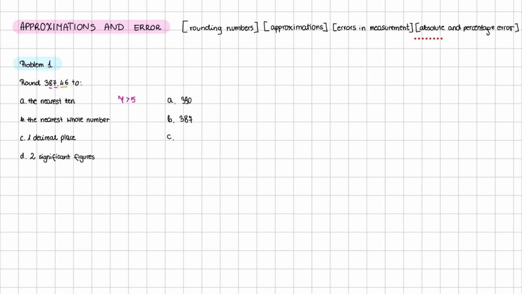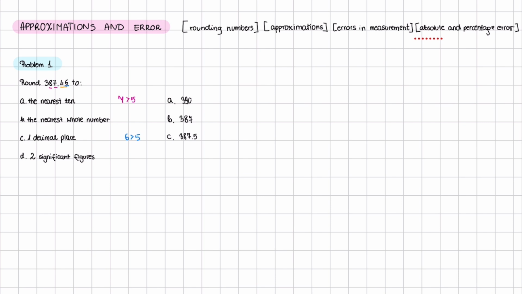And in point C, we have to round our number to one decimal place. For one decimal place, we have to look at the second decimal, which is 6. And 6 is greater than 5, and so we have to round it up. So our final answer is 387.5.